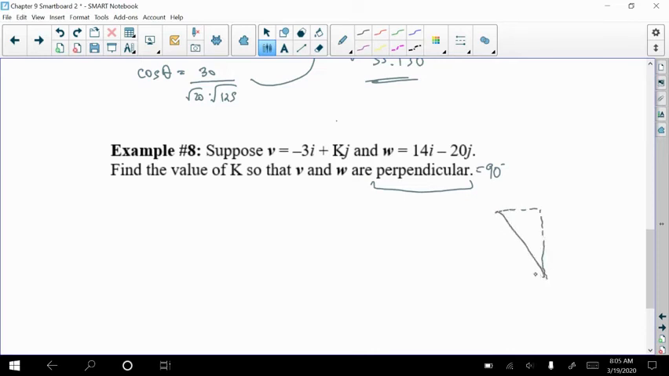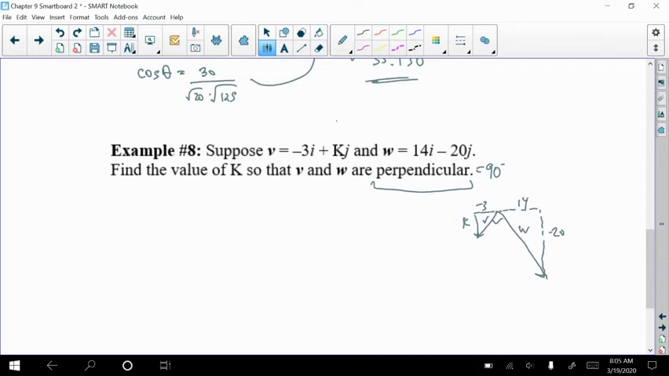So here represents W. And then if V goes over 3 to be perpendicular, it looks like, yeah, I'm going to have to go down, right? Like that seems to be, if I can make that a 90-degree angle, this is V and this is W. The thing is, I don't know exactly, so I'll call that -3, call that K. This is 14 and this is -20. It seems like, yeah, that's where that would be to make that 90 degrees.